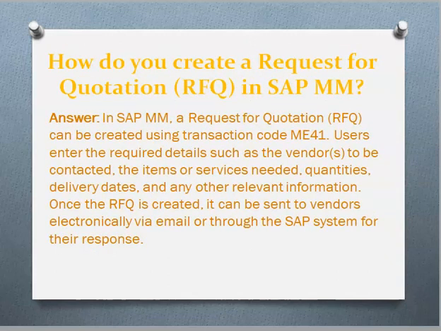How do you create a request for quotation in SAP? Answer: In SAP, a request for quotation can be created using transaction code ME41. Users enter the request details such as the vendors to be contacted, the items or services needed, quantities, delivery dates, and any other relevant information. Once the RFQ is created, it can be sent to vendors electronically via email or through the SAP system for their response.